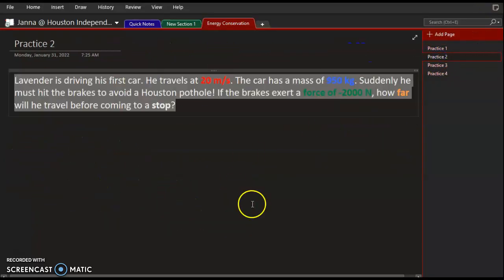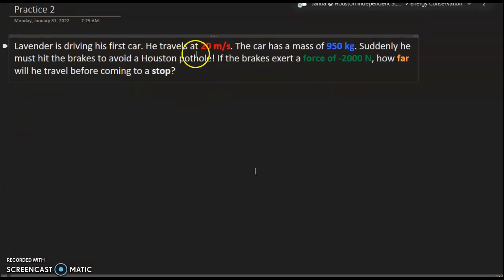Practice number 2. Lavender is driving his first car. He travels at 20 meters per second. The car has a mass of 950 kilograms. Suddenly, he must hit the brakes to avoid a Houston pothole. If the brakes exert a force of negative 2,000 newtons, how far will he travel before coming to a stop?